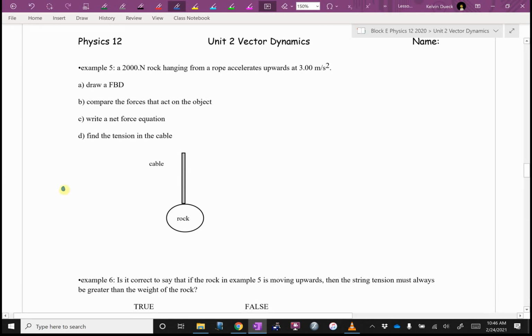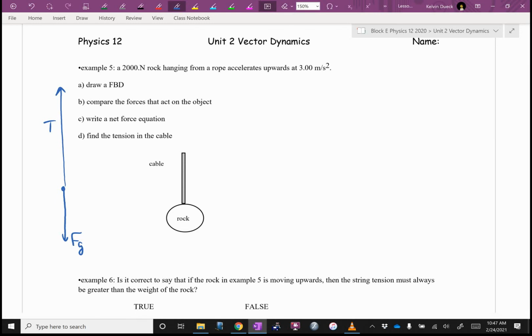So gravity. What else? What do we call the force from a cable? Tension. Which way? Up. Bigger, smaller, or the same size as gravity? And how do I know? Which way are we accelerating? Upwards. Which way must the larger unbalanced force be? Upwards. So I'll exaggerate it in my diagram. There's tension.